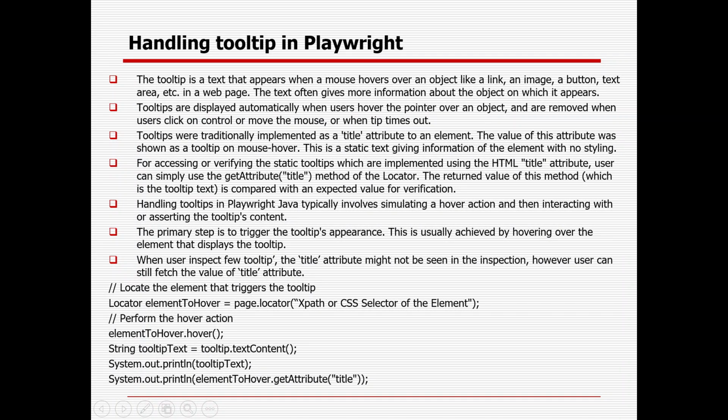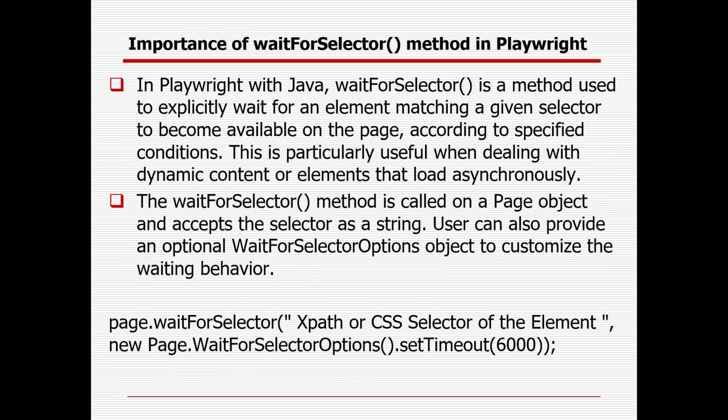After that, with the help of the text content method on the element reference, we can get the element's tooltip text. After that, we can print it out. Apart from that, with the help of the getAttribute title method, we can also try to print the title of the tooltip. So these are the different things we can do with tooltips.